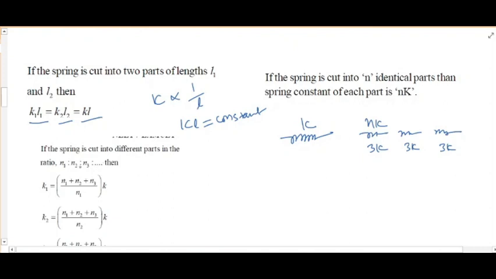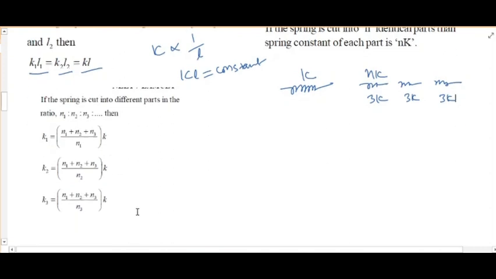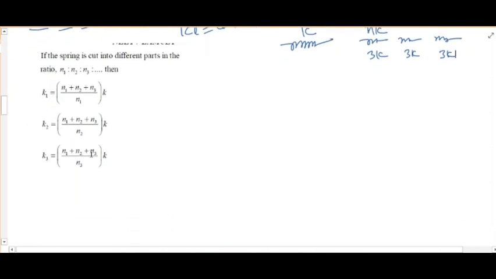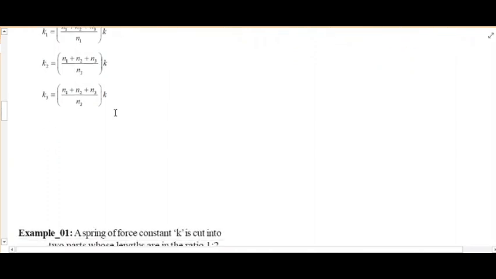This is another important one. If the spring is not cut equally, but cut into different parts in the ratio n1 is to n2 is to n3, then K1 is equal to total ratio by ratio of the first part into the total spring constant. Like that, K2 is total ratio by ratio of the second part into K, and K3 is total ratio by ratio of that part into K. Very important one. Based on this, we can go through one problem.